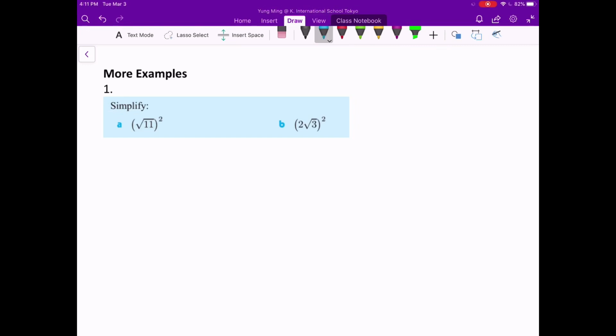So here we go. Simplify that. Remember our rules. Square root 11 squared, you can actually write that as square root 11 times square root 11. If you have two same things over here, with the same hat, then we can actually take out a hat and just write the answer is 11.